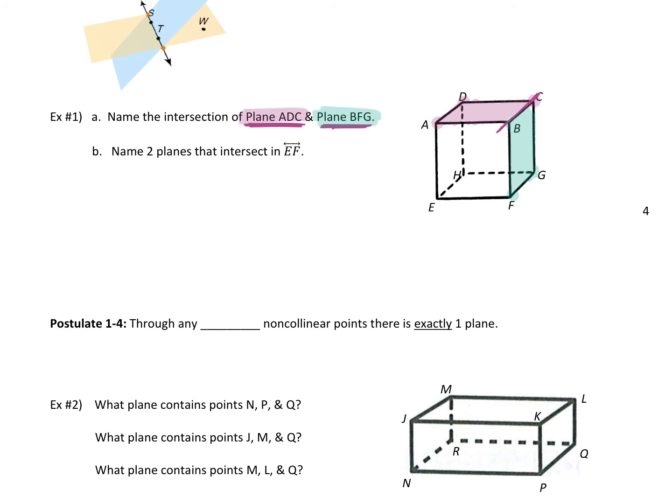Your intersection is right here. So BC or CB. But it's a line because it keeps going. It looks like a segment, right? It looks like it ends. But do planes end? Therefore, does their intersection end? No. So the intersection of two planes is always a line. Did you try the next part? Two planes that intersect in EF? I didn't tell you to, so it's okay if you didn't. I'm going to erase my shading, and we'll chat about that. Anyone have an answer? Two planes that intersect in EF.